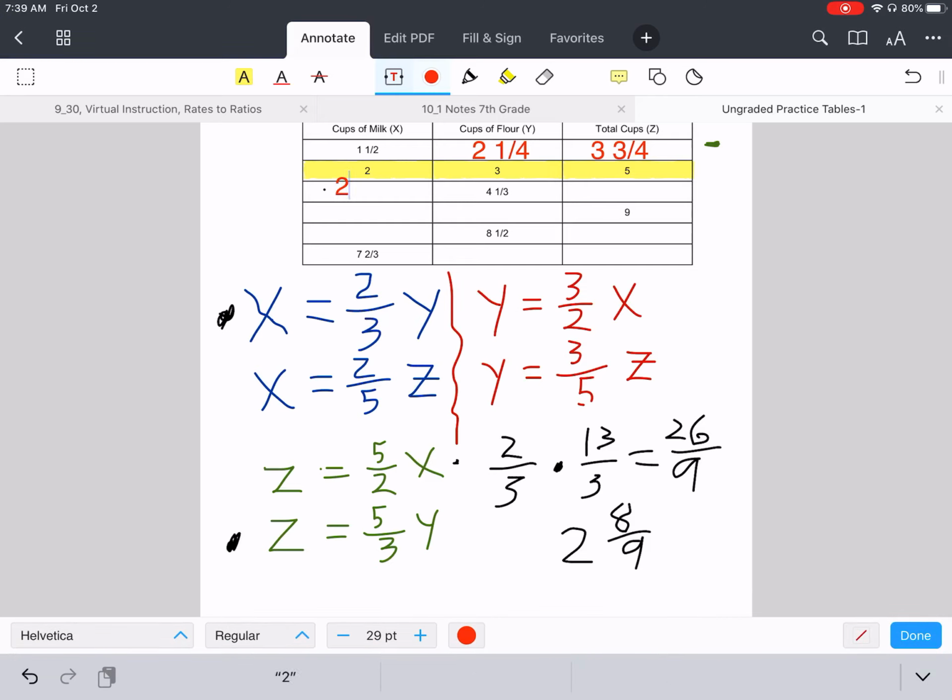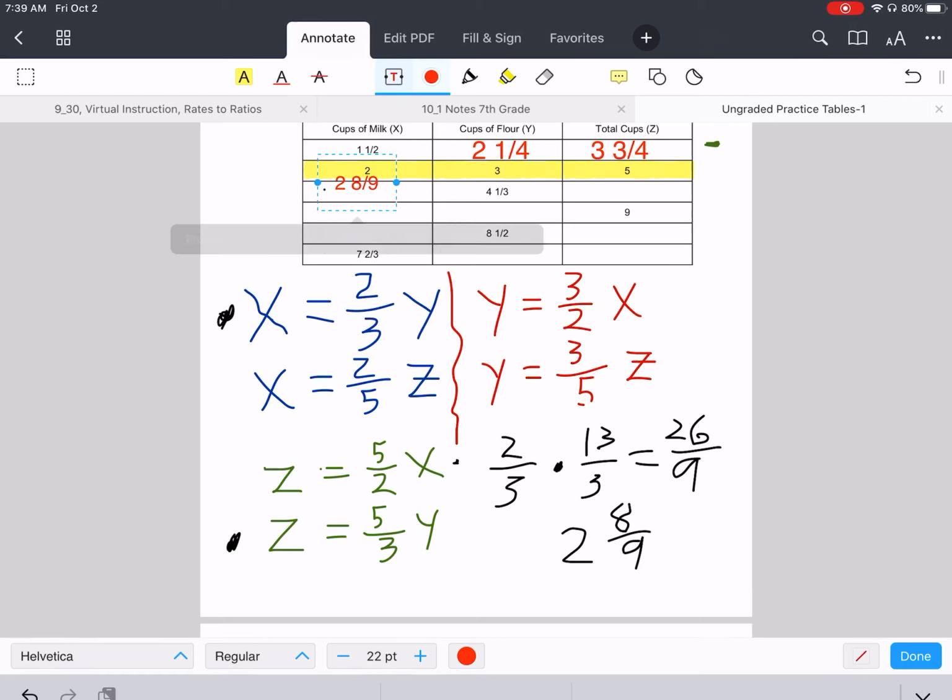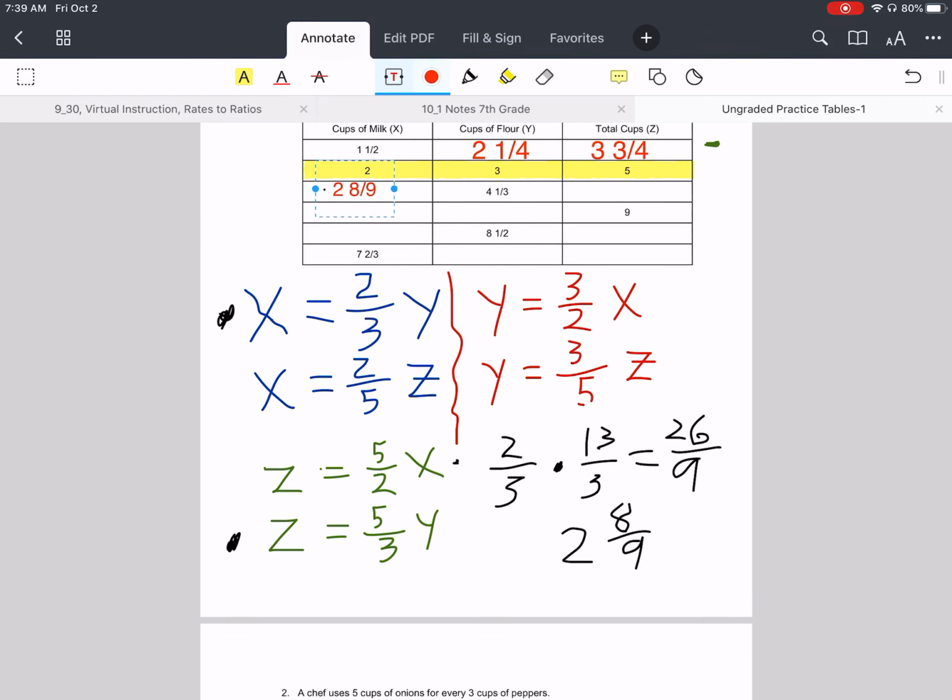So we have 2 8/9. Better shrink that a little bit. Oops. Okay.